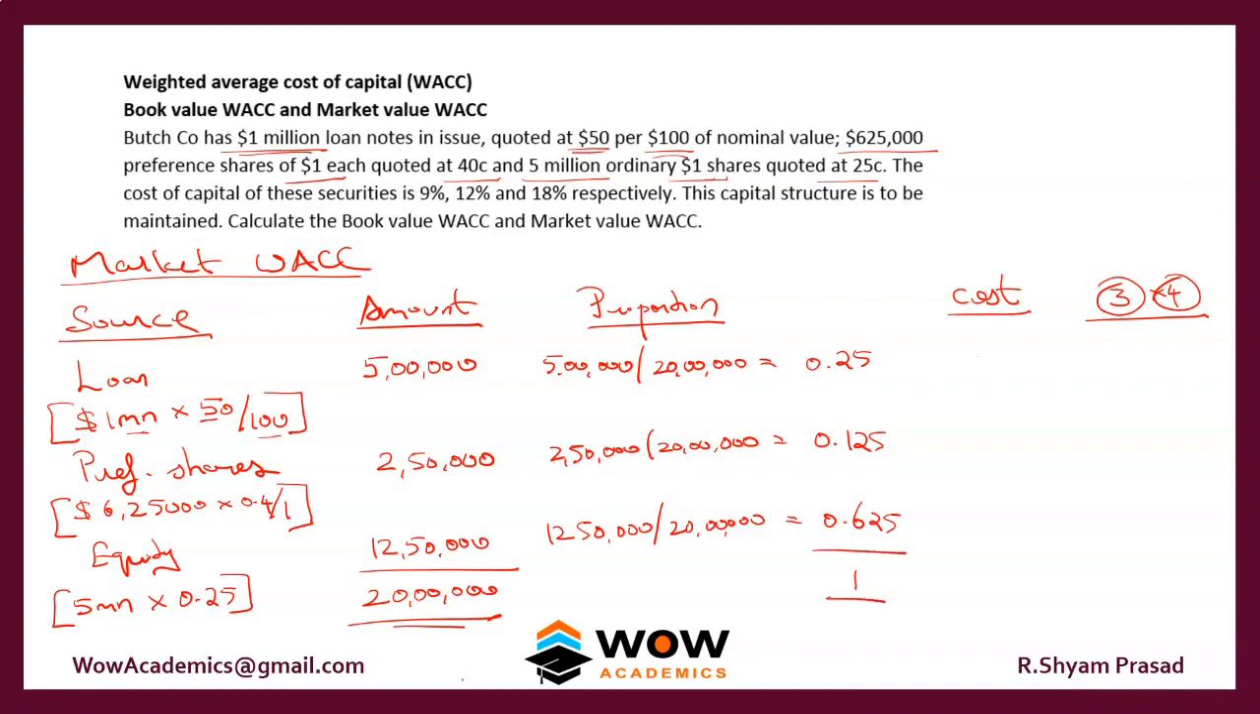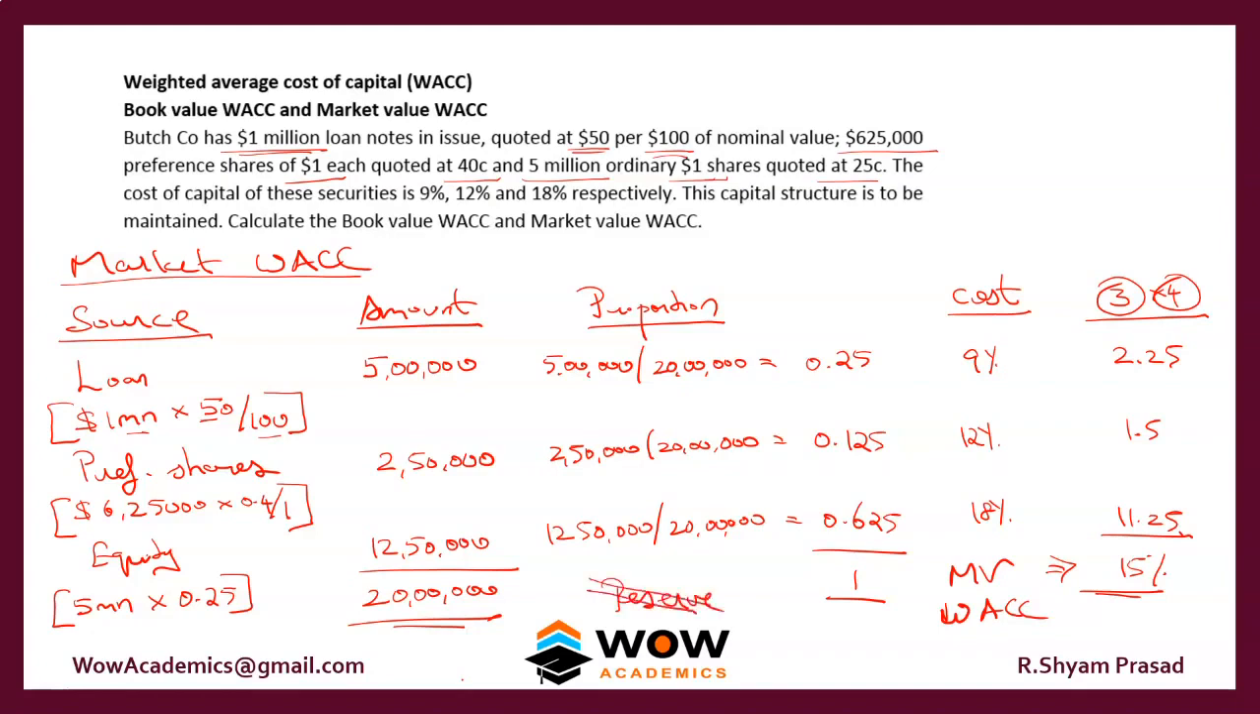The cost is actually given here. It's 9%, 12% and 18%. Proportionately multiply them, you will get the answer. So it comes to 15%. So that's the market value WACC. Okay, that is 15%. So that's how you do it. Here the good thing is you don't add the reserve. So just remember that the reserve is not added. Even if it's given in the problem, don't add it. So that's about the market value WACC.